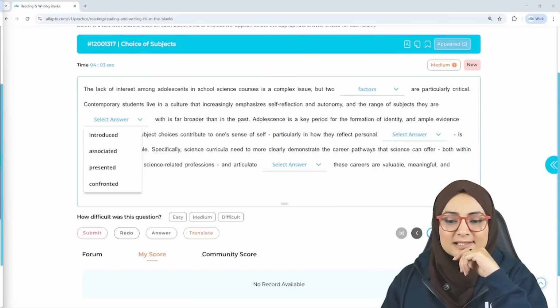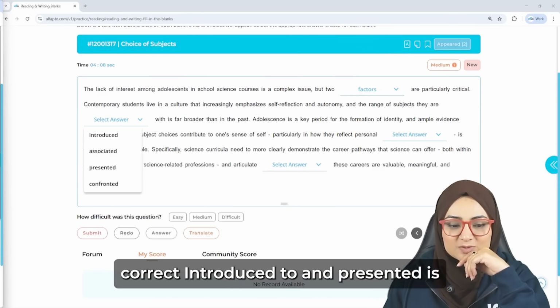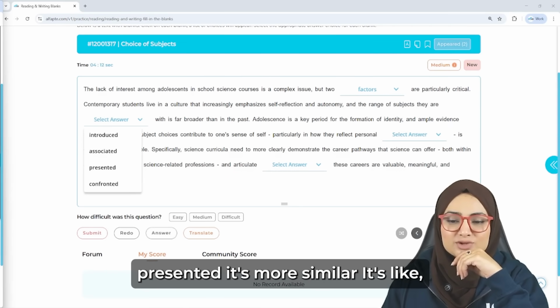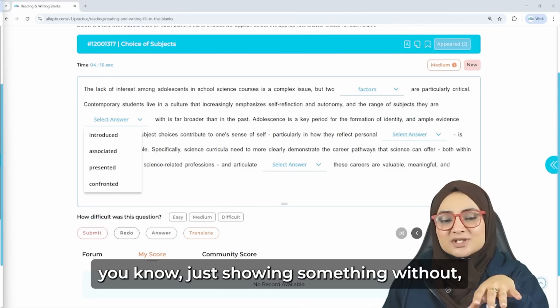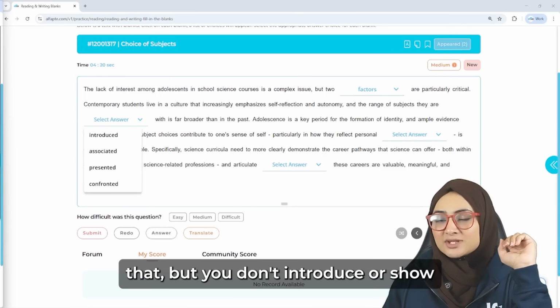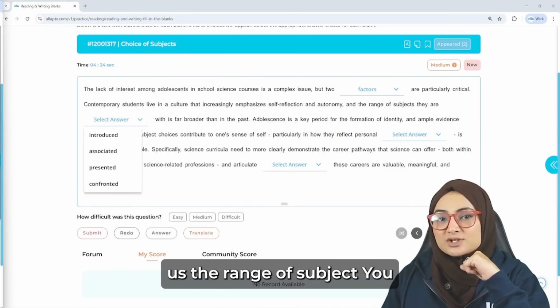And present, introduced to could have been correct, introduced to and presented. It's more about introduced or presented. It's more similar. It's like just showing something without putting much emphasis on that. But you don't introduce or show the range of subject.